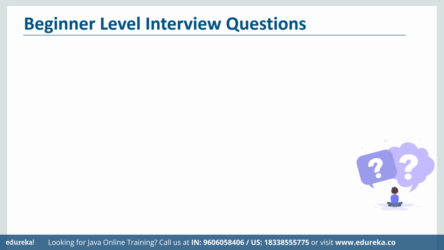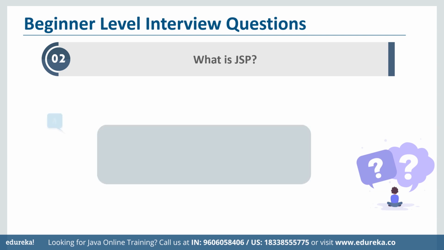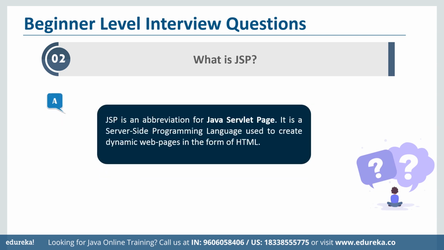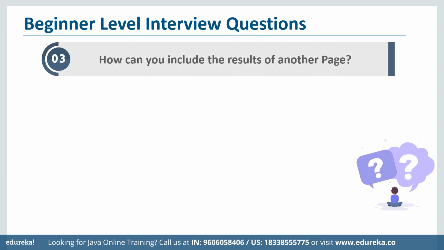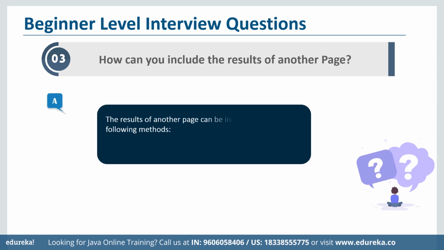The next question is, what is a JSP? The answer for this question can be given as JSP is an abbreviation for Java Servlet Page. It is a server-side programming language which is used to create dynamic web pages in the form of HTML. Now, the third question. How can you include the results of another page? The answer is simple. The results of another page can be included using two methods. The two methods are include directive and include action.